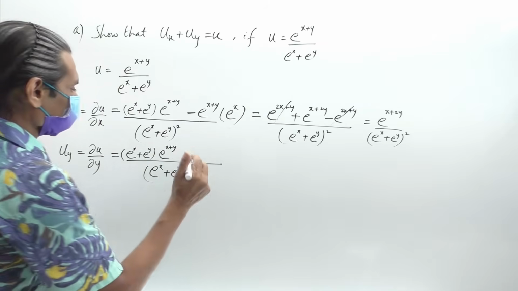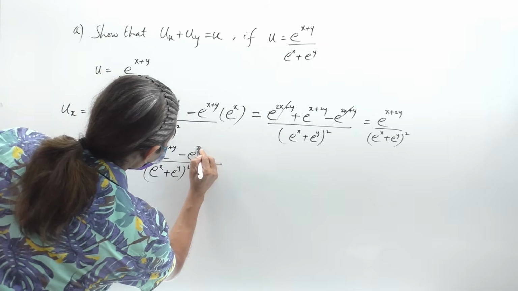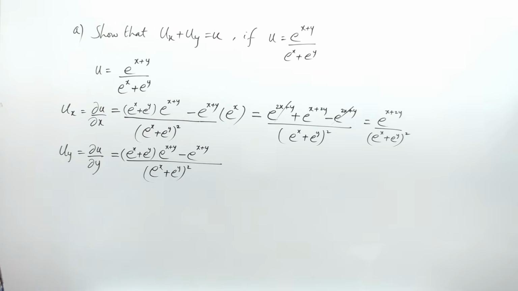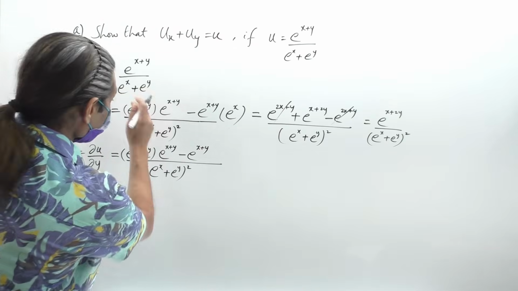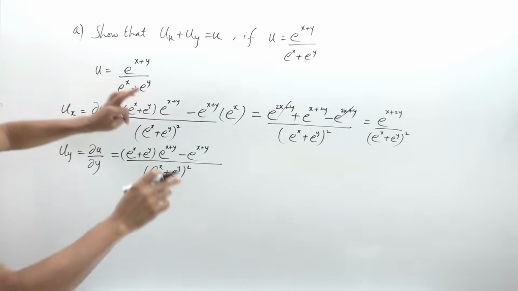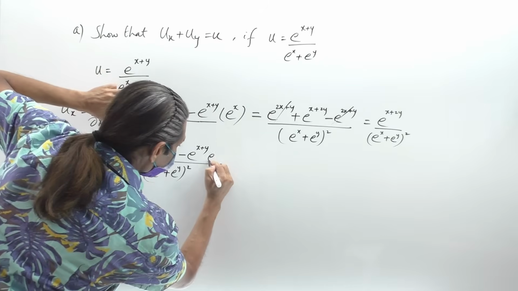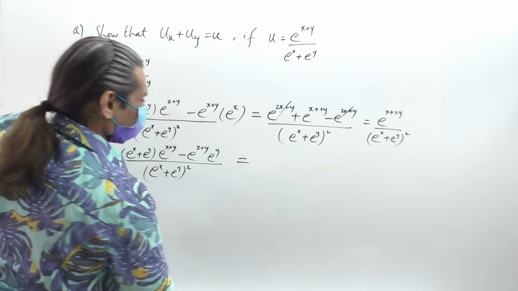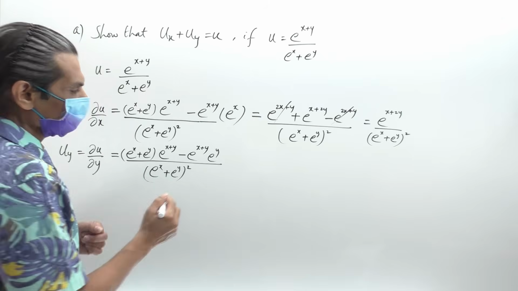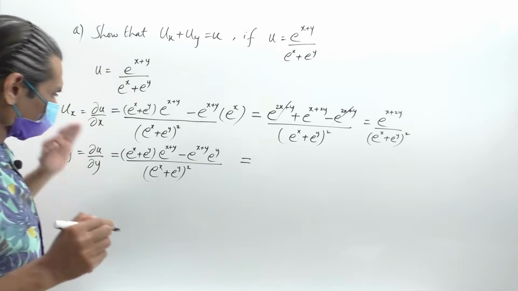Minus e raised to x plus y as it is, the derivative of the second function with respect to y. So e raised to x, there is no y term, so the derivative of e raised to x is 0. The derivative of e raised to y is e raised to y. Okay, done.